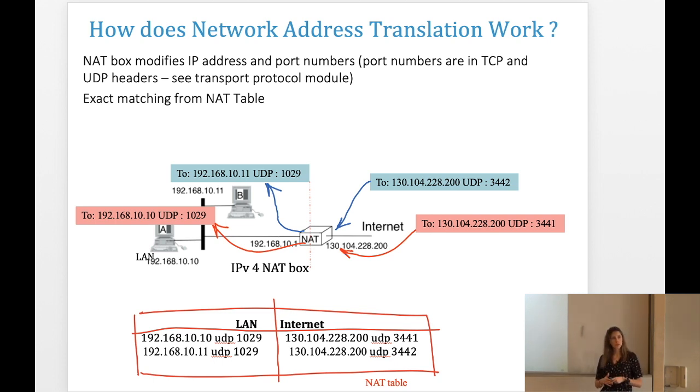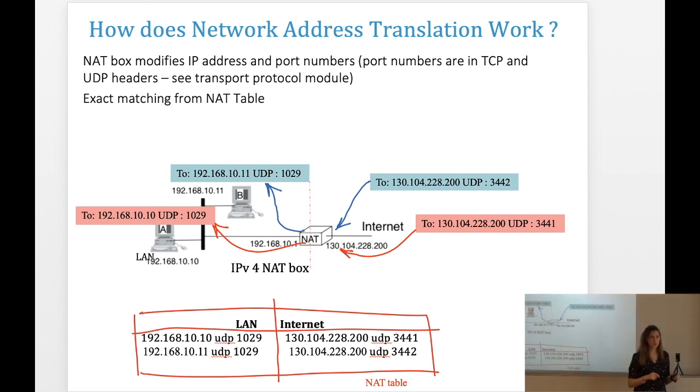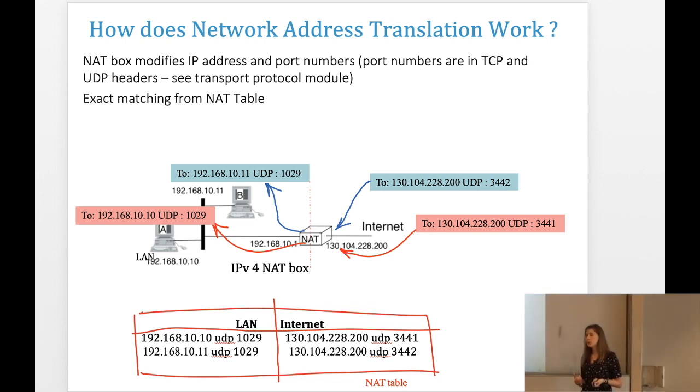So it will store these numbers. And if messages come to its own public address with the port number 3442, it will look up in its table and see that it should go to B. And so it will translate these messages. It means it will really physically change the source or destination IP addresses in the packets.